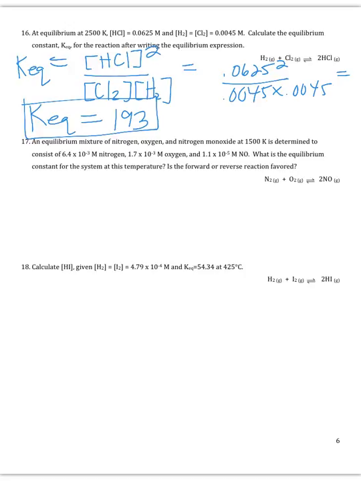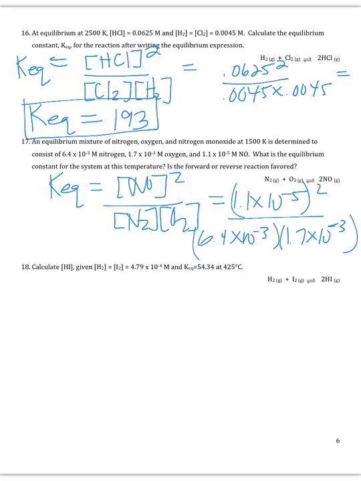In the next one, we have some concentrations for our reactants and products at 1500 Kelvin, and we want the equilibrium constant at this temperature. Remember, equilibrium constants are temperature dependent, so if we have a different temperature, we will see a different constant. I'll start with my equilibrium expression and then substitute in my concentrations to solve for the equilibrium constant. Don't forget to square the nitrogen monoxide concentration.